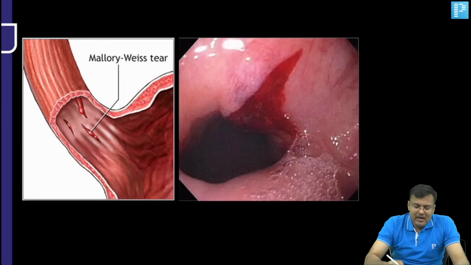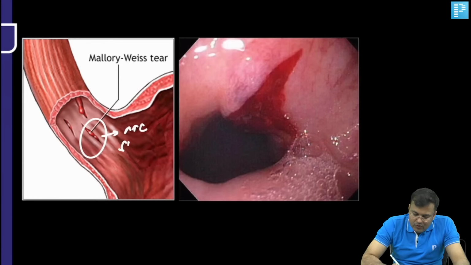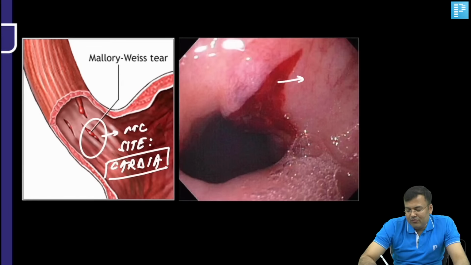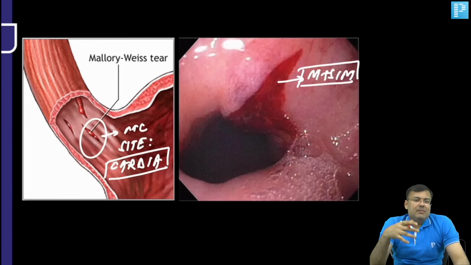Next, guys, tell me, it is already written. Mallory-Weiss. I am asking the question, what is the most common site? Tell me. It is cardia. Very good, Chetna. It is cardia, so it is located just below the GE junction. Here, there is a partial tear involving only mucosa and submucosa. After binge drinking, because of multiple, forceful vomiting, the patient will be having bleeding.